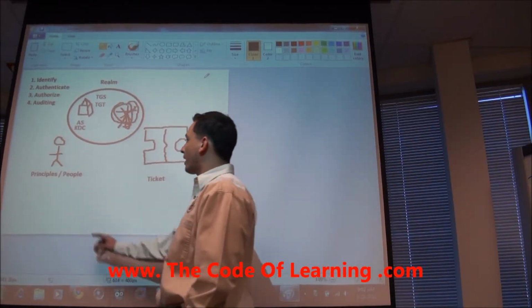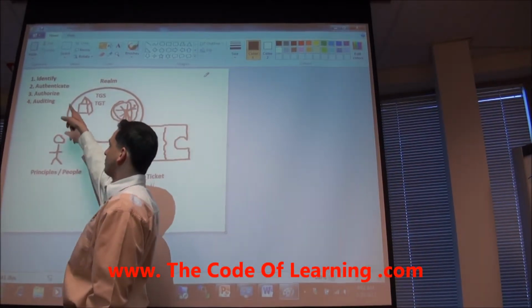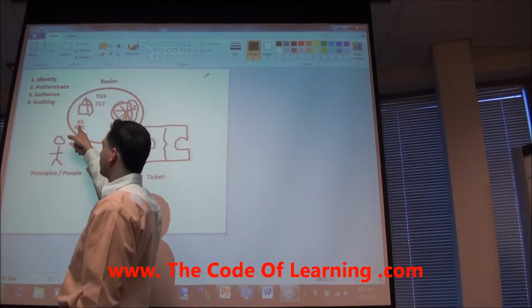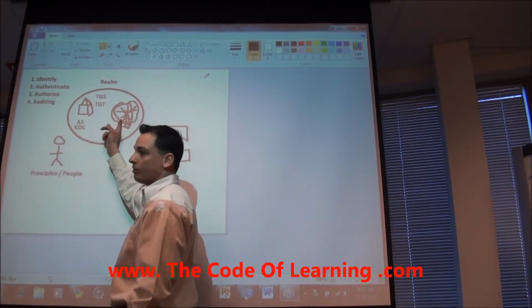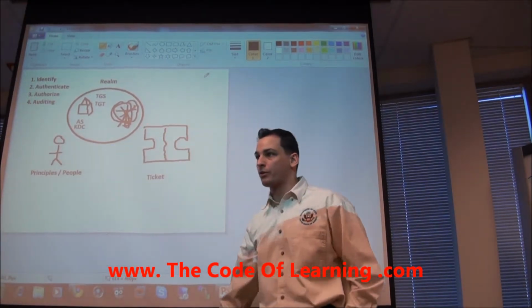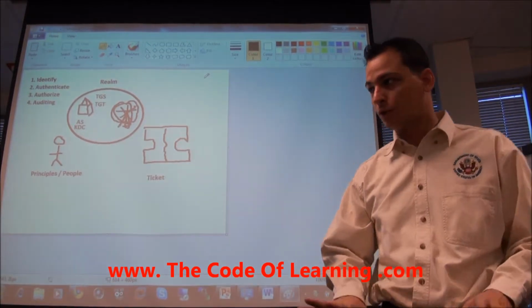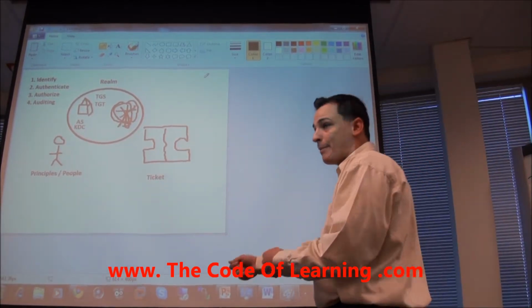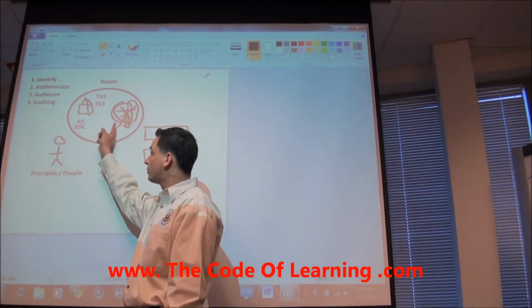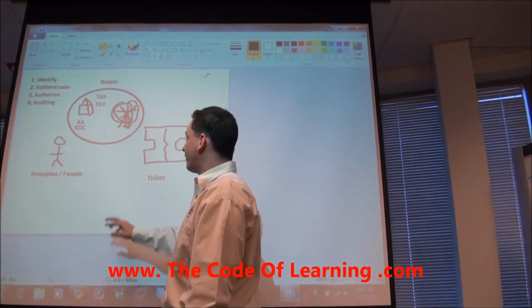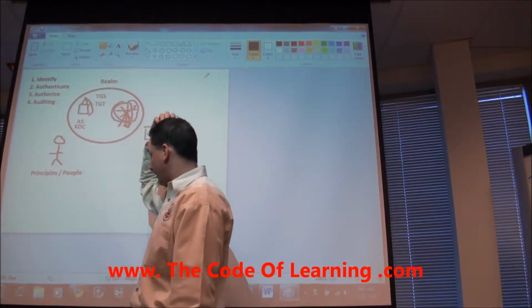So the user wants to log in. They've got to get authenticated. They supply their identity. They authenticate to the server, and then they're going to get authorized to use the resource. Would you agree or disagree with this? Agree. So far, so good, right? And it's all going to be based off the tickets, just like a carnival is. All right, so let's figure out what this ticket granting service is, and the ticket granting ticket.